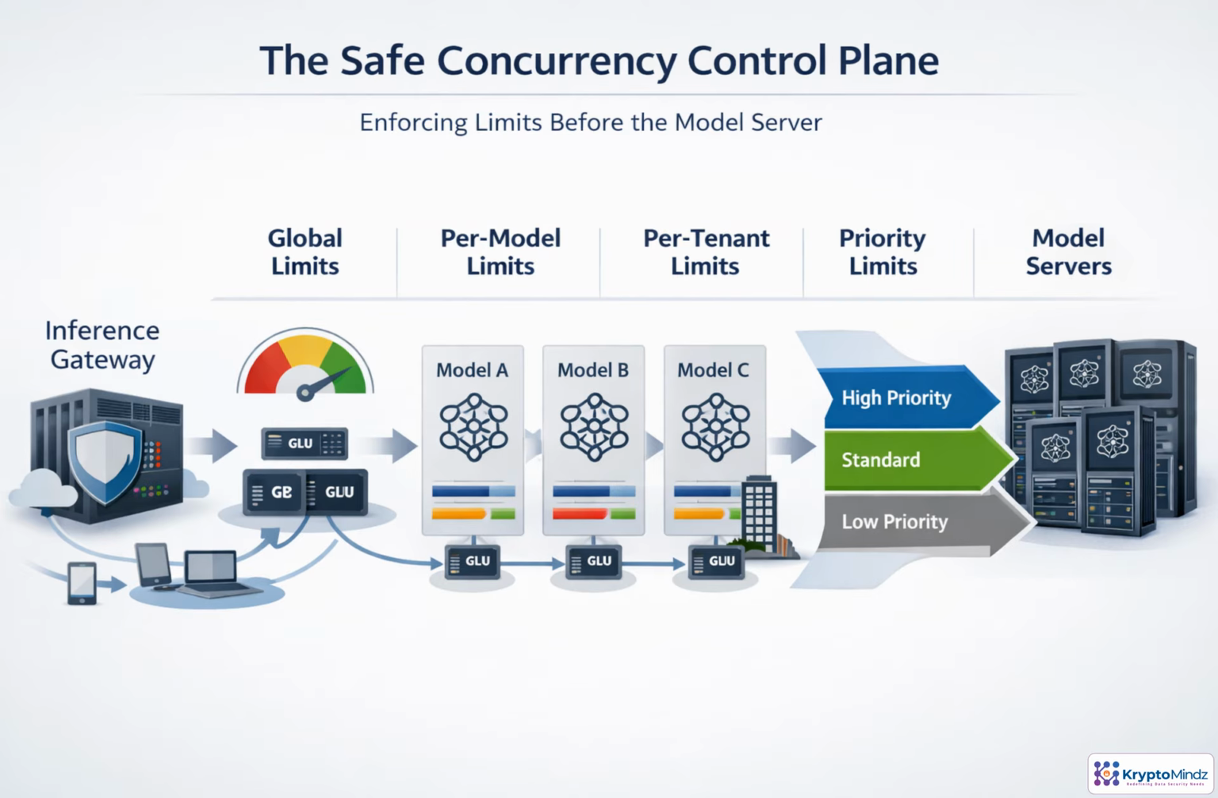Safe concurrency should be enforced before traffic reaches expensive GPU workers. The inference gateway acts as the control plane, checking each request against several gates. Global limits protect the platform from aggregate overload. Per-model limits reflect that a small embedding model and a long-context generative model use very different amounts of capacity. Tenant limits prevent one customer or workload from crowding out others. Priority limits preserve headroom for interactive, premium, or business-critical requests. When a request cannot be admitted safely, it should be queued, redirected to cache or fallback, or rejected quickly.